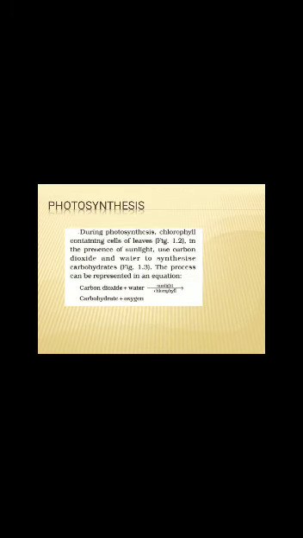Photosynthesis. During the process of photosynthesis, chlorophyll containing cells of the leaves in the presence of sunlight use carbon dioxide and water to synthesize carbohydrates. The process can be shown with the help of the following equation where carbon dioxide and water in the presence of sunlight and chlorophyll will form carbohydrate and oxygen.